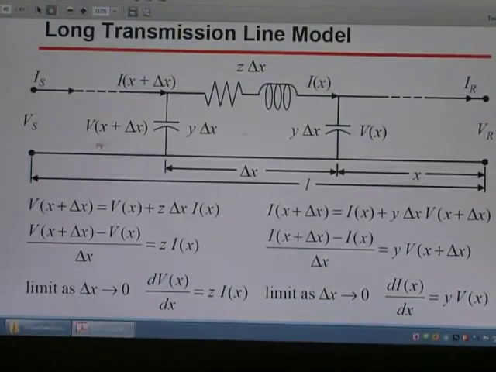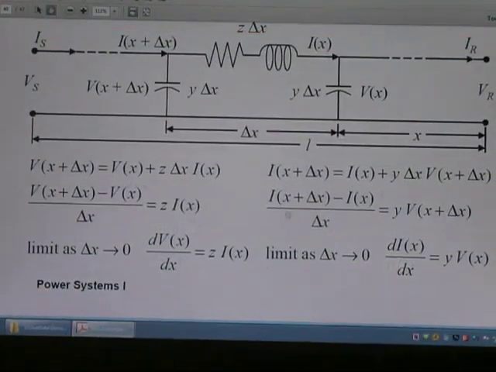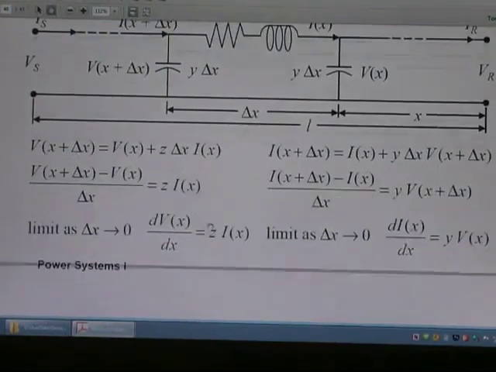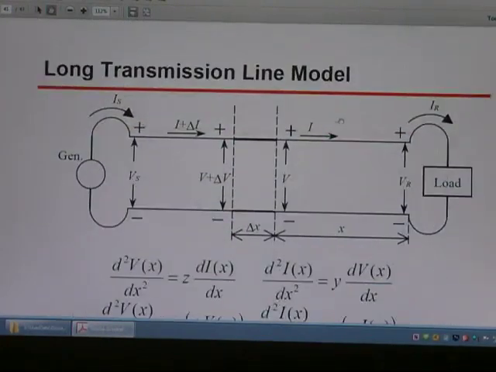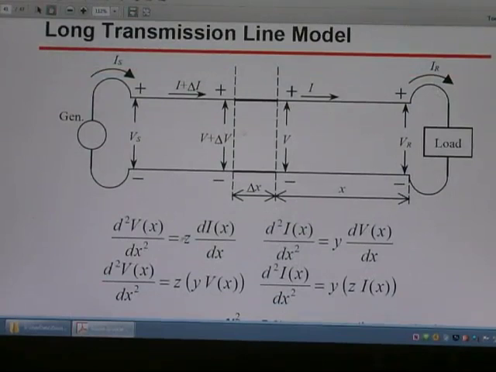This is the long line model approximation. So this was the long transmission line model.